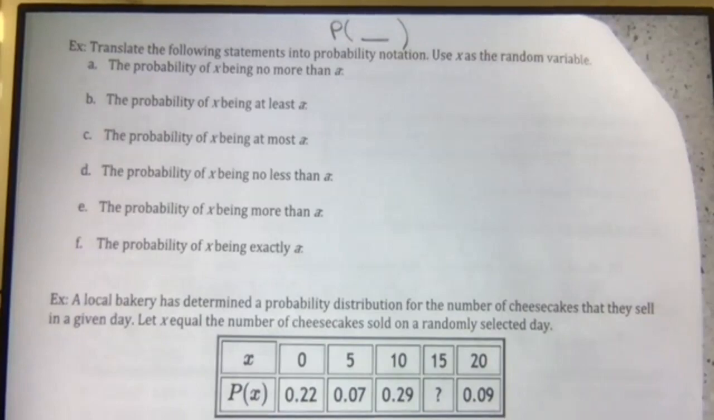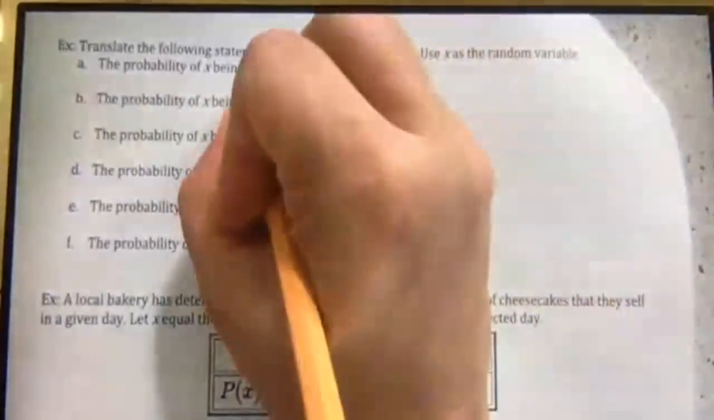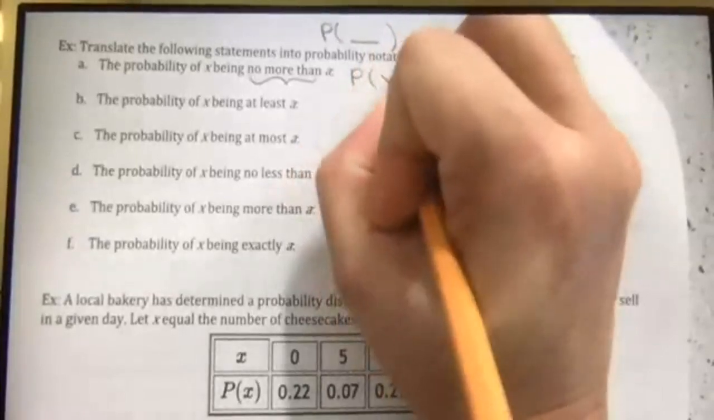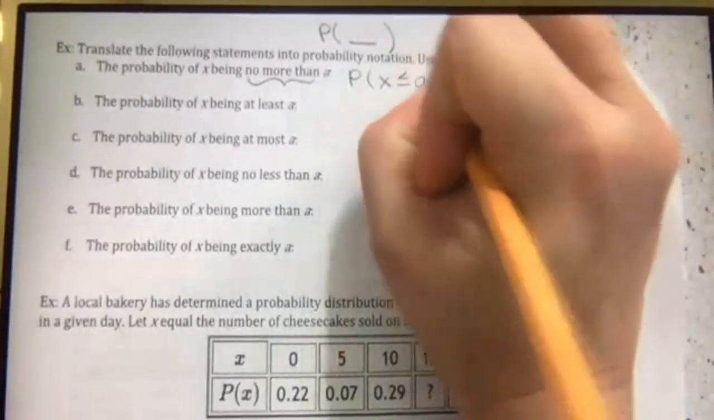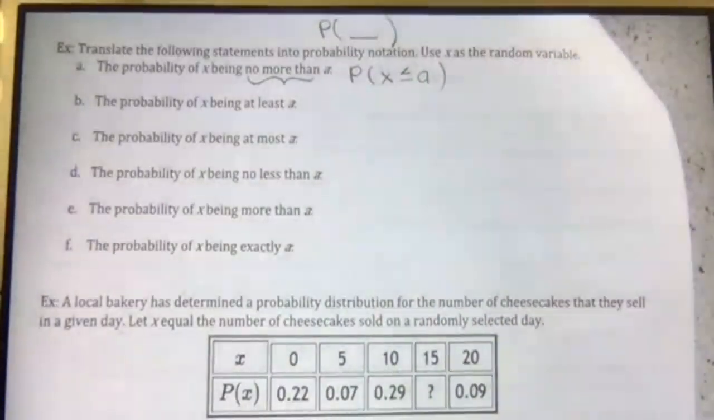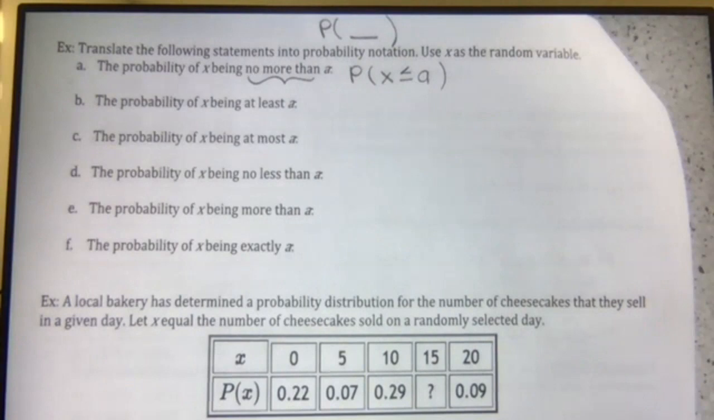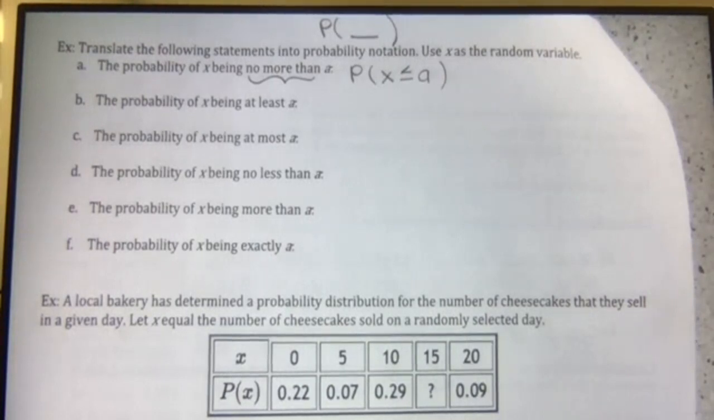So the probability of x being no more than a. So no more than, that's the weird thing here. No more than means it's going to be less than or equal to a. It could be a or anything less. So the probability that x has to be less than or equal to a. We're going to use this a lot. So for the wordy stuff, refer back to this example because this wordy stuff gets people.